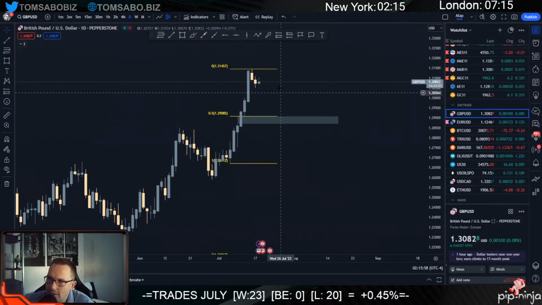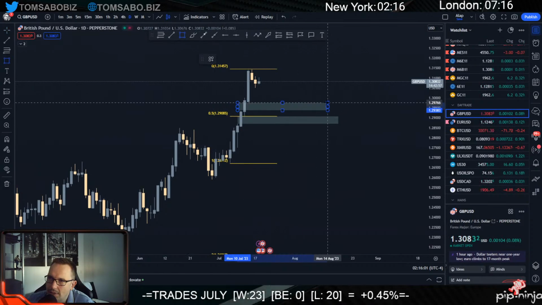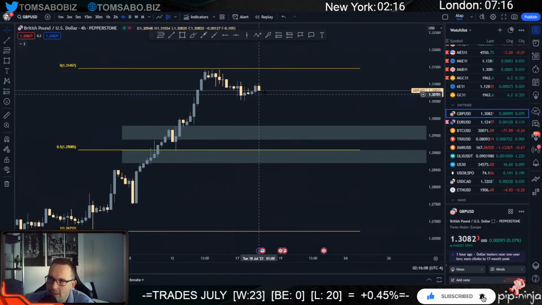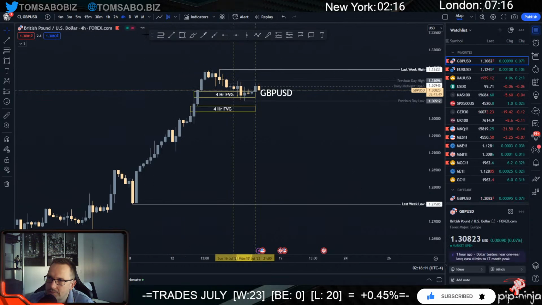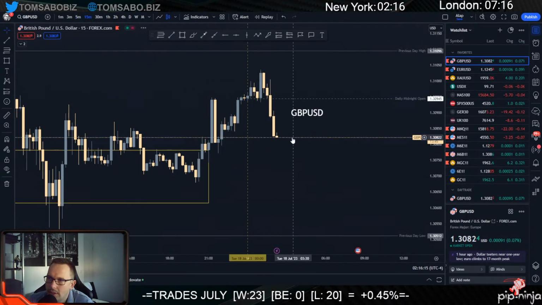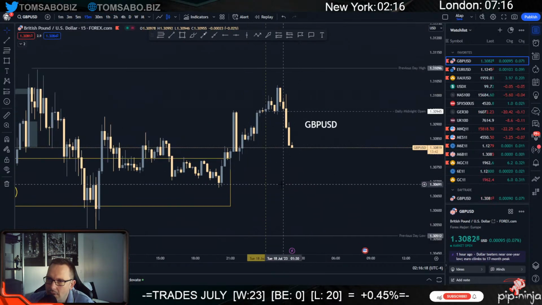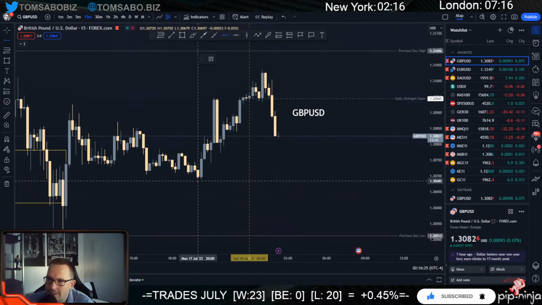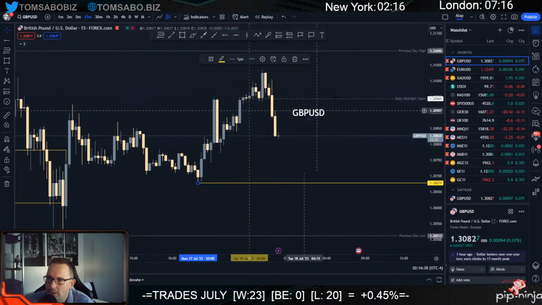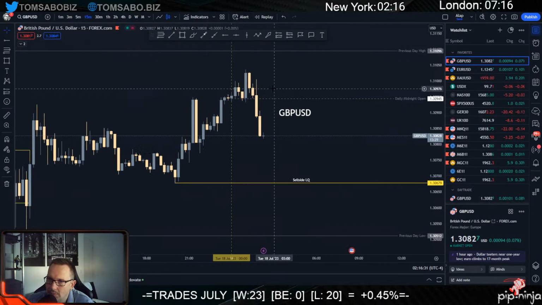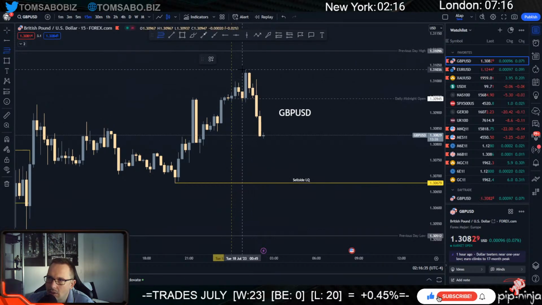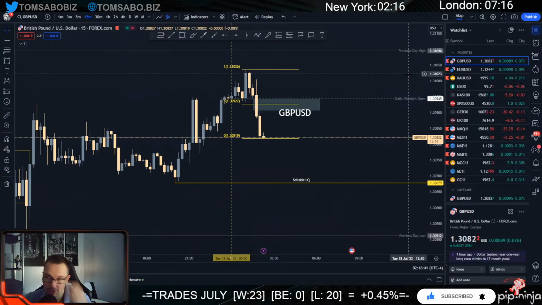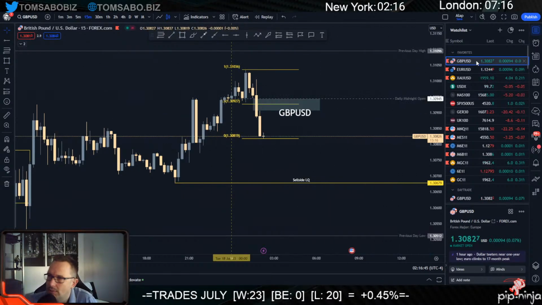So what I'm looking for on the daily is to return to one of these daily fair value gaps on the pound. If we go down to the 4-hour, you can clearly see this one can drop all the way down. I do believe that we have some sell side liquidity resting below here, below this swing low. So that would be nice if we could clear that out. This is the 15-minute chart, so I'll be looking for entries within this range. That's what I would be looking for on pound.